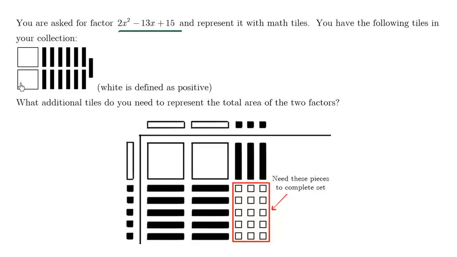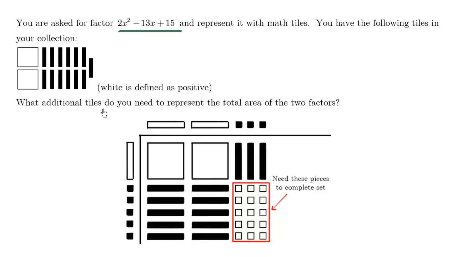Now the thing is, we already have in our collection 2 x squares, and the x squares here and here. We already have 1, 2, 3, 4, 5, 6 times 2 is 12, 13. We already have 13 negative x tiles. 1, 2, 3, 4, 5 times 2 is 10. Another 3 here is 13. So we already have all these except for these. So these are the tiles that we need to complete the set.